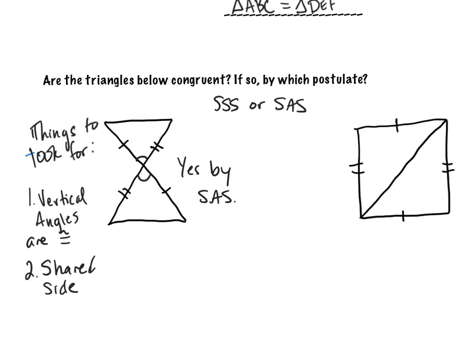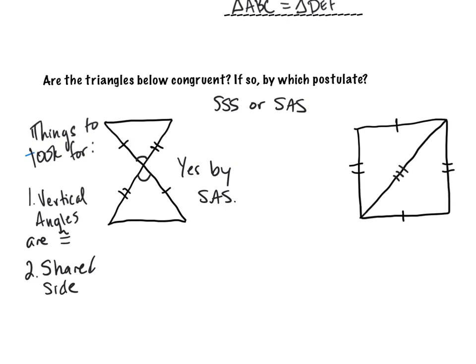No. Nope. Do I have a shared side? Yes. So this one, right, when I have shared sides, I'm going to mark that as a congruent side, right? Think about it. If I were to separate those triangles, those sides would be the same. And so they're going to be congruent to each other.